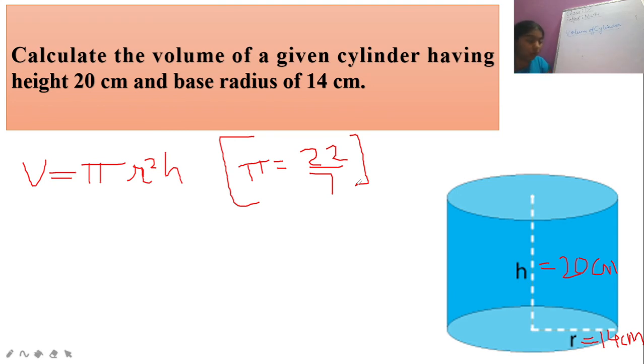So we know that volume is pi r square h, right? So what is the value of pi? 22 by 7. And what is the value of radius? That is 14 into 14. And what is the value of height? Yes, that is 20. So multiply all the terms, students, and tell me your answer in centimeter cube. So you can cancel out terms, and then you will be able to solve.